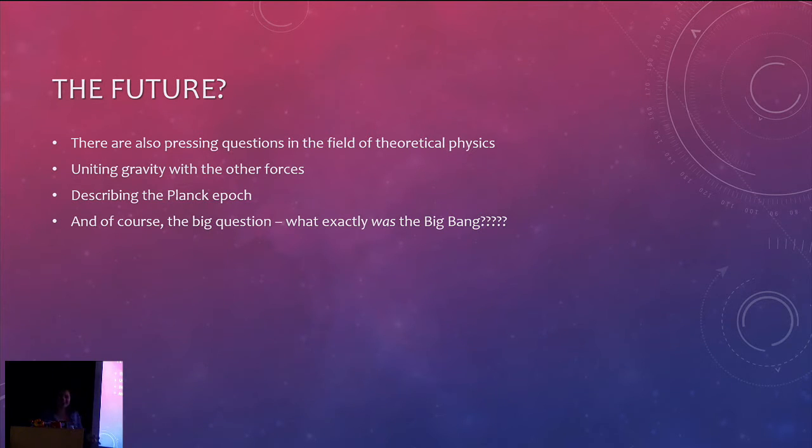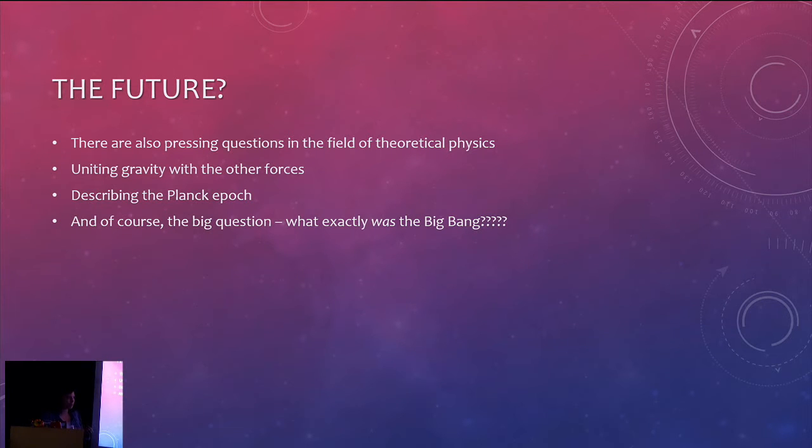what exactly was the Big Bang? I mean, what was that? You know, somehow, out of nothingness, a universe appeared with space, time, and matter and energy. And right now, physics doesn't have an explanation for that. And so that's one of the most pressing questions in theoretical physics.